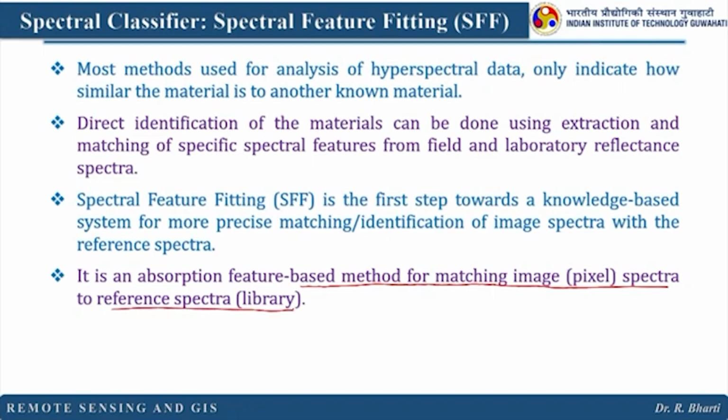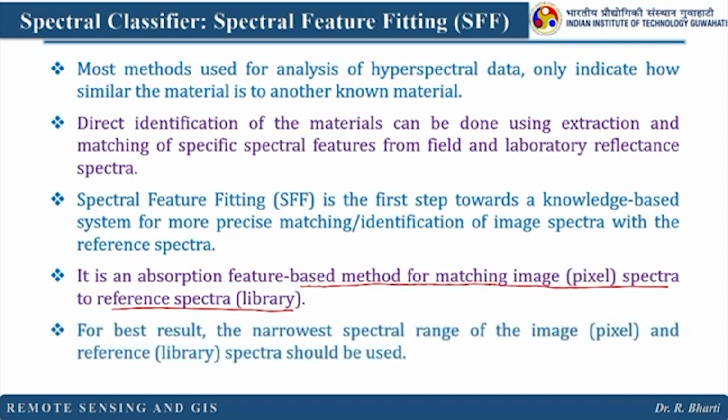So image spectra is basically your target spectra, and reference spectra is basically your library spectra, which is derived from the image as an end member, or from the field where you have used a spectroradiometer, or you might have brought that sample to the lab and then measured the spectral response, right? So for best result, the narrowest spectral range of the image and reference spectra should be used.